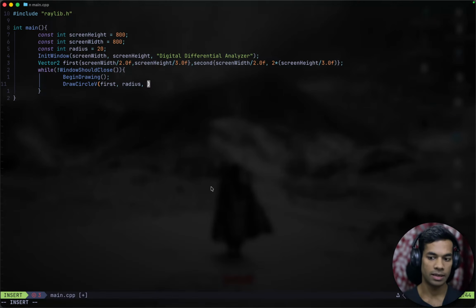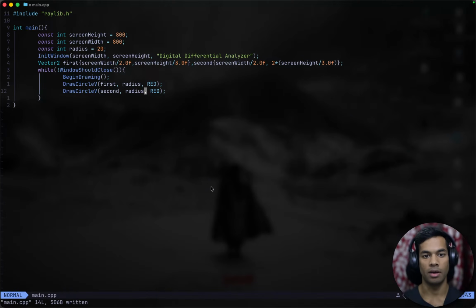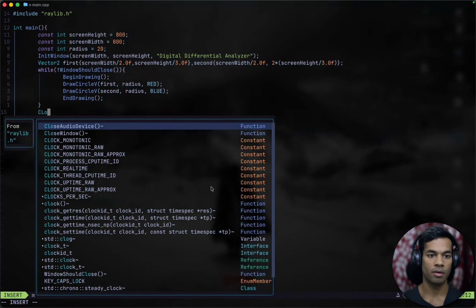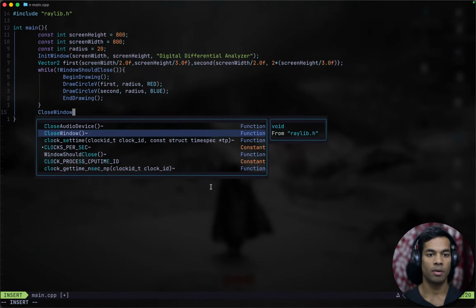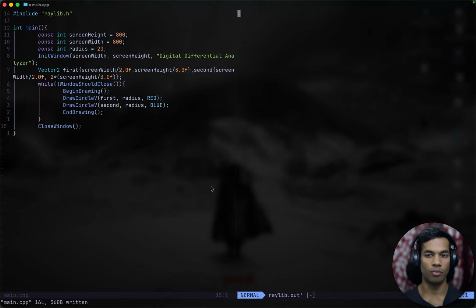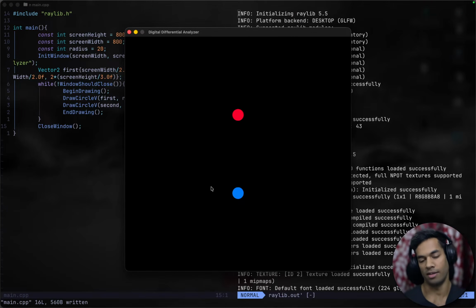Radius and color red, and here second, and the color will be blue. And drawing, that is nice. And then here close window, and that is cool. That should work. Okay, yes, that does work.